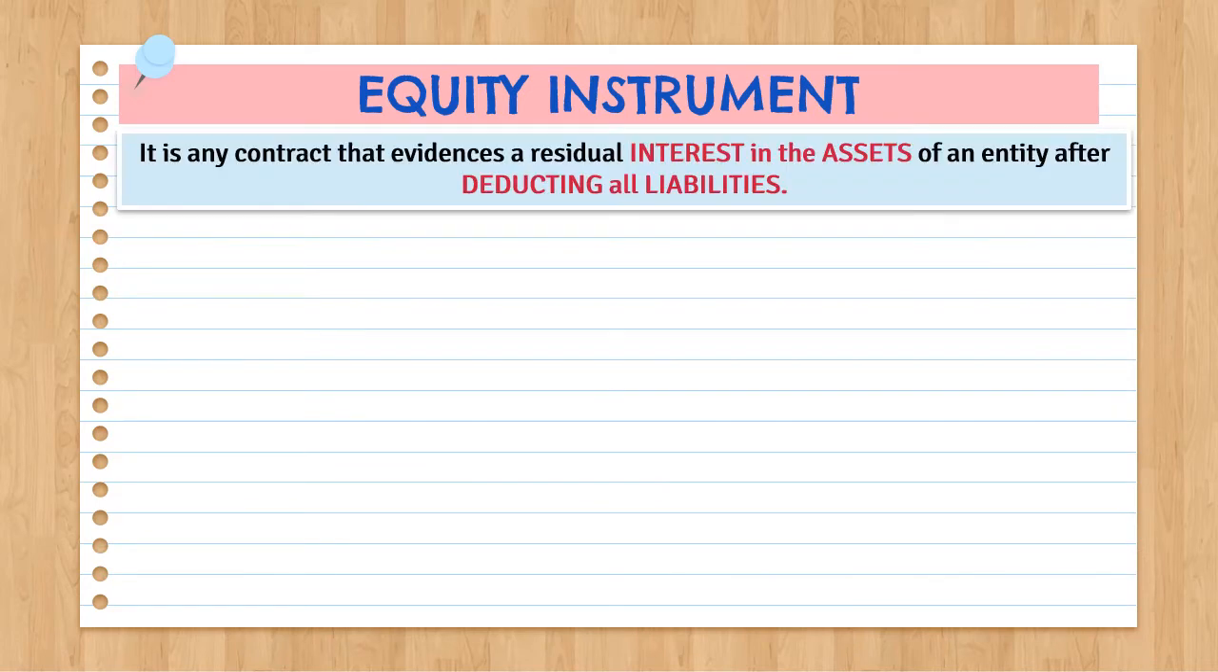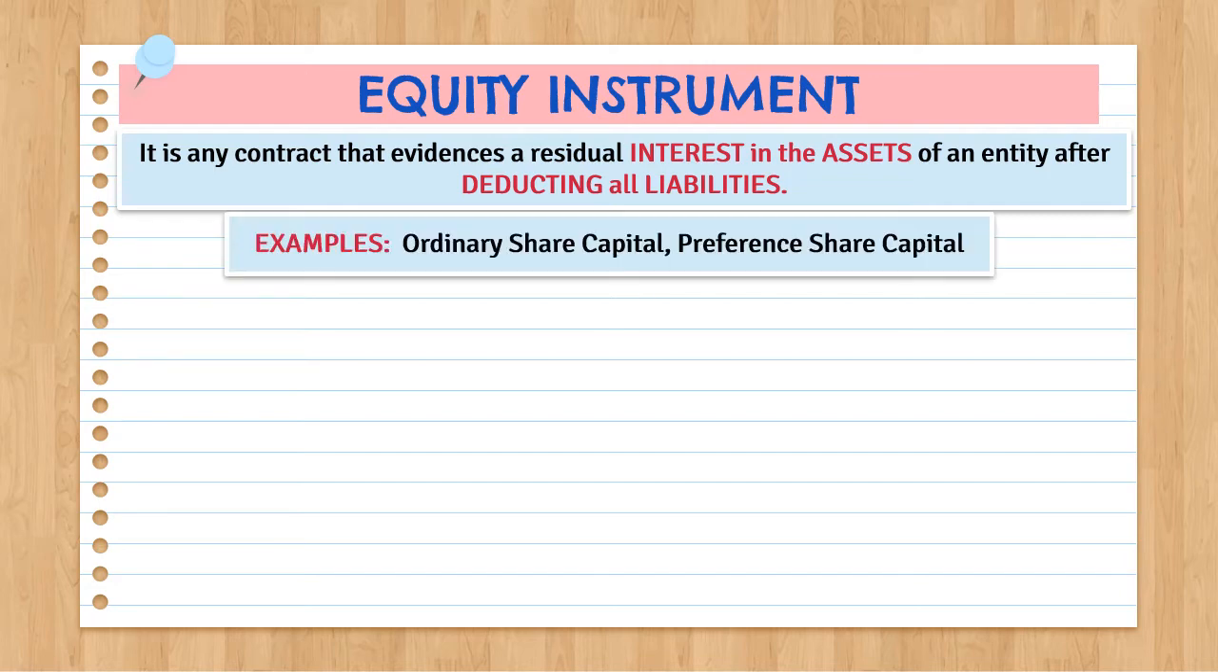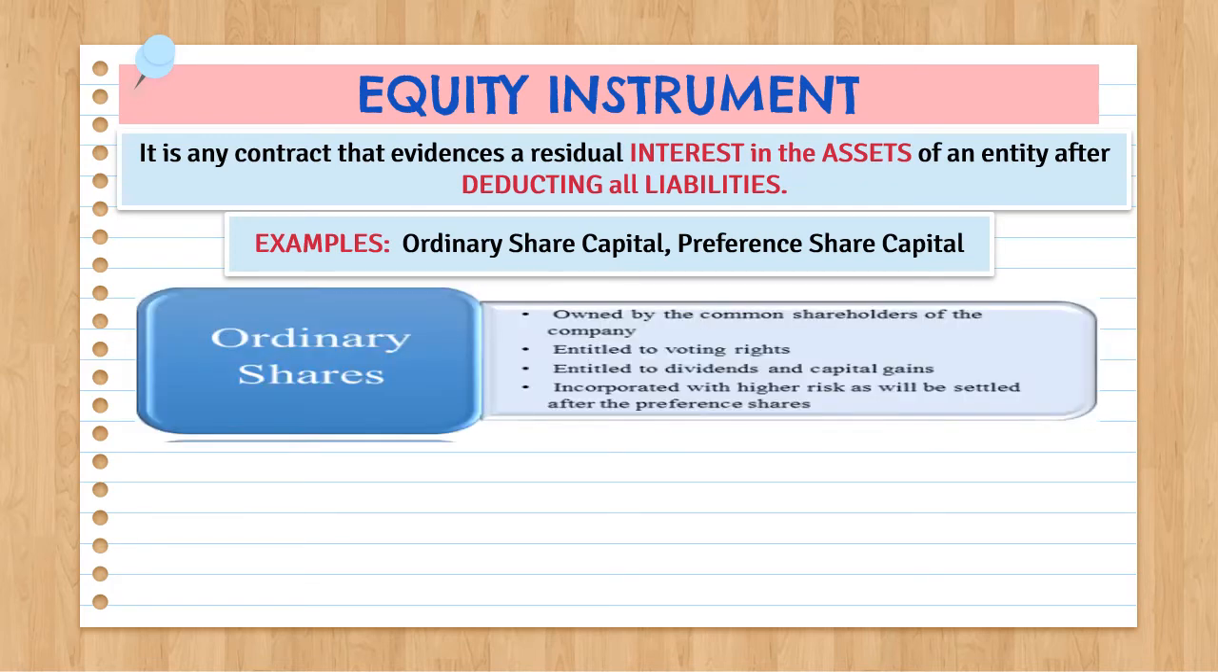Equity instrument is any contract that evidences a residual interest in the assets of an entity after deducting all liabilities. Example, ordinary share capital. Ordinary shares are owned by common shareholders of the company, entitled to voting rights, entitled to dividends and capital gains, incorporated with higher risk as it will be settled after the preferred shares.